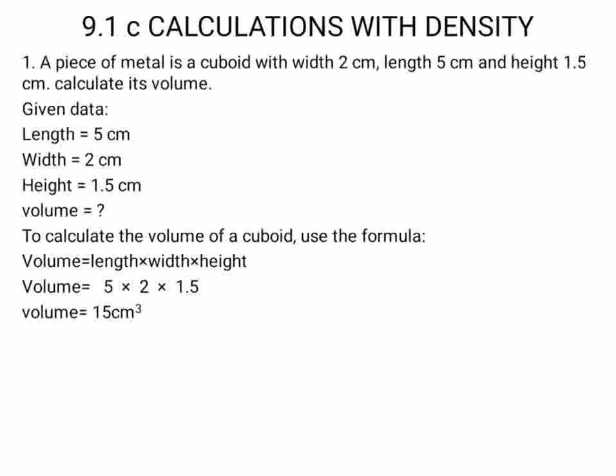Now we have density-related numericals. We have a piece of metal which has width 2 centimeters, length 5, and height 1.5. We need to calculate the volume. If we have a regular shape, we have a formula to calculate the volume: length times width times height. So you put in all of the values and you will get the answer.